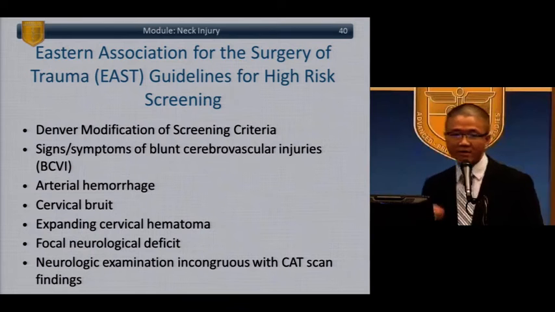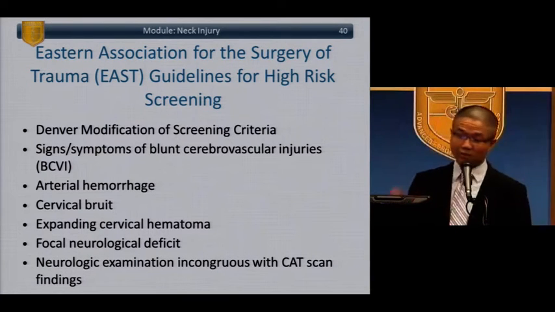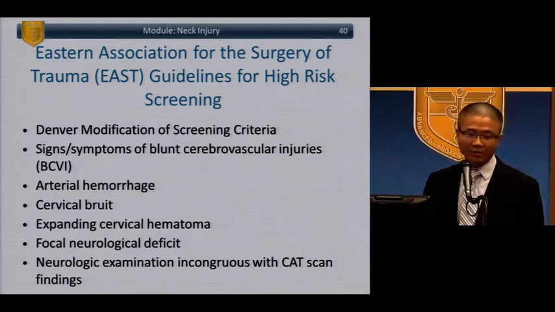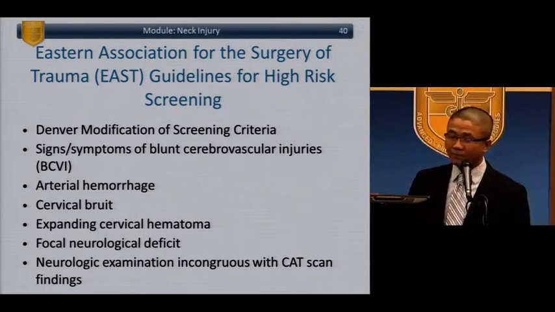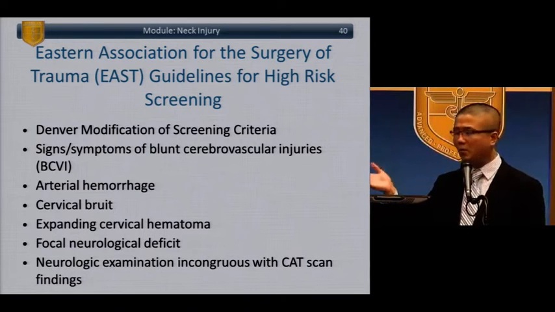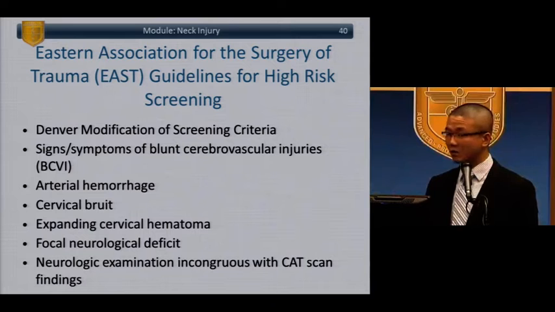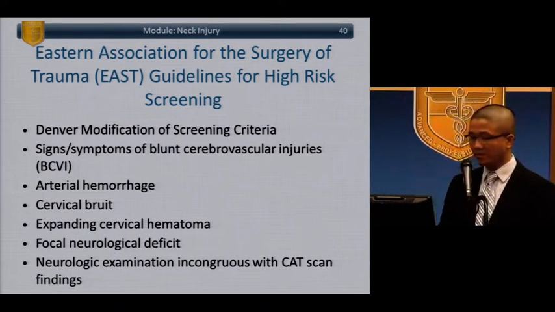damaged somehow, whether it's an intimal disruption, a dissection, or truly a transection. Any arterial hemorrhage, particularly in penetrating injury, and cervical bruit. Cervical bruit will tell you that there's turbulent flow, especially. Our vascular surgeons in the audience know that very well. Expanding cervical hematoma, focal neurological deficits, and then of course this interesting one: when the CAT scan looks completely normal, yet your neurological exam is not normal, you have to work this up further for a potential blunt cerebral vascular injury.